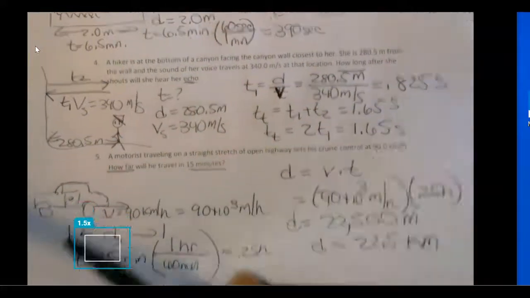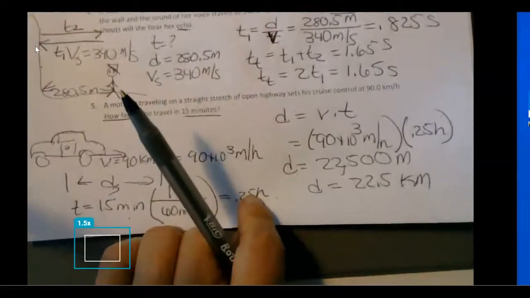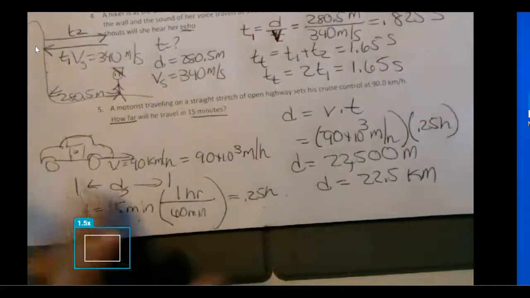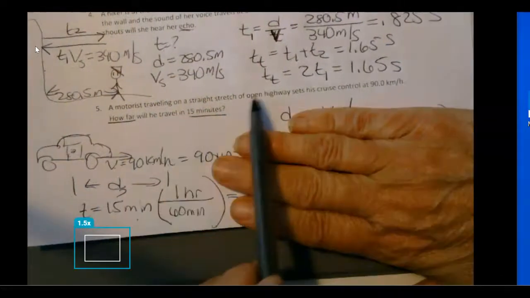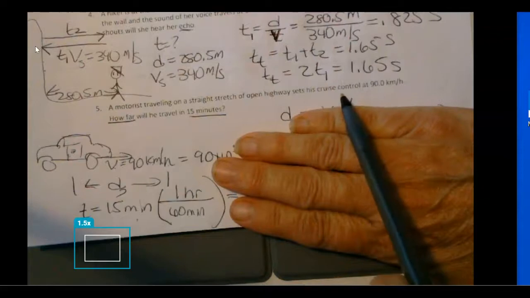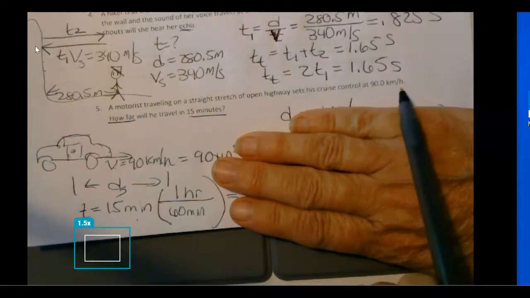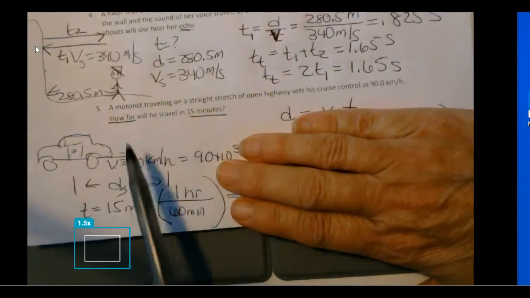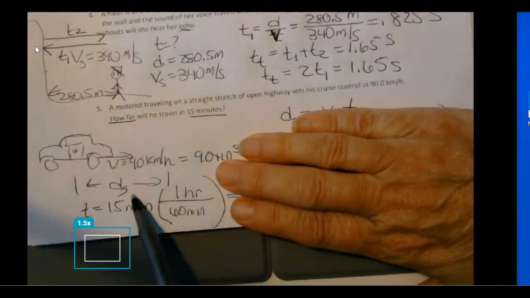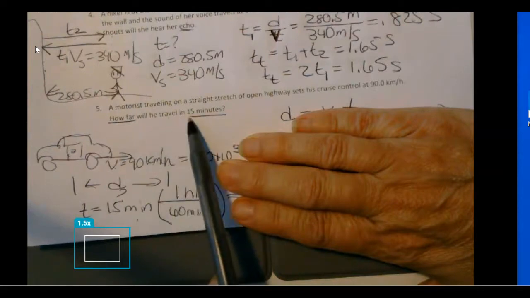So the last problem I wanted to do says a motorist is traveling a stretch of open highway. He sets his cruise control to 90 kilometers per hour. So that's kilometers per hour, so velocity. So that means distance we're looking for. We don't mean minutes. So that's what we know first.